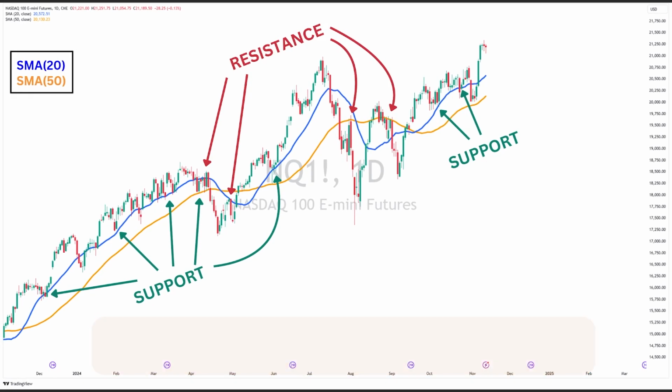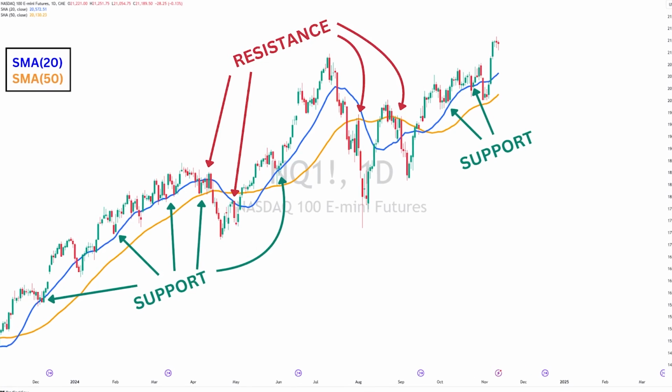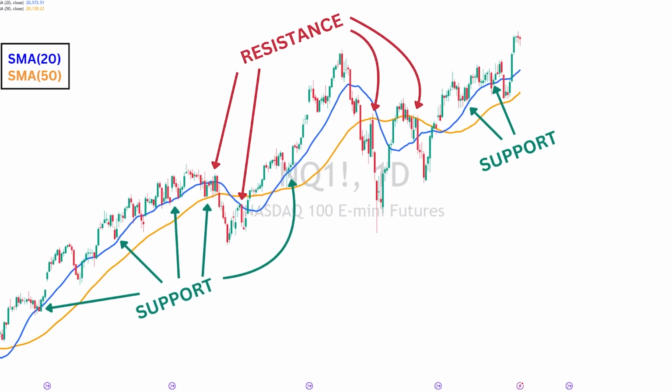The key here is patience. It's important to wait for the price to bounce off the moving average before entering a trade. This helps confirm the trend and reduces the risk of jumping in too early.